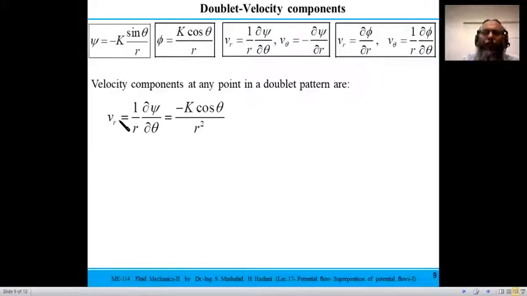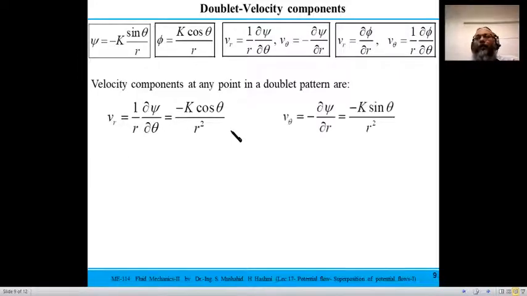Our velocity component in the radial direction would be 1/r ∂ψ/∂θ. So I have to differentiate psi with respect to theta. So 1/r is there, and the derivative of sin theta would be cos theta. So this would be the velocity component in the radial direction. Similarly, I can work out the velocity component in the tangential direction.